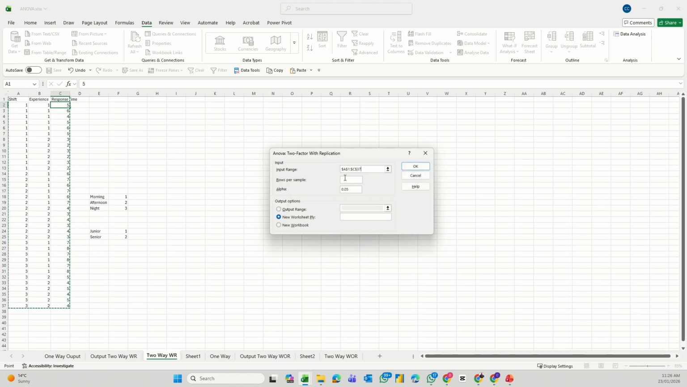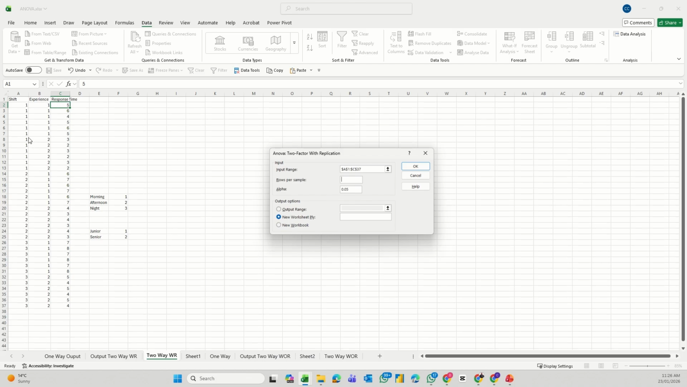So now this question, row per sample. You need to know how many rows are in one sample. So let's look from shift: 1, 2, 3, 4, 5, 6. This is one sample.